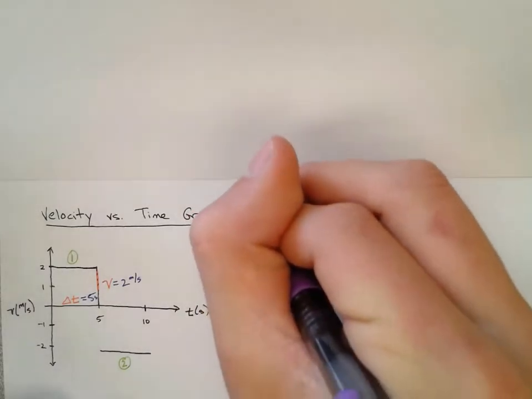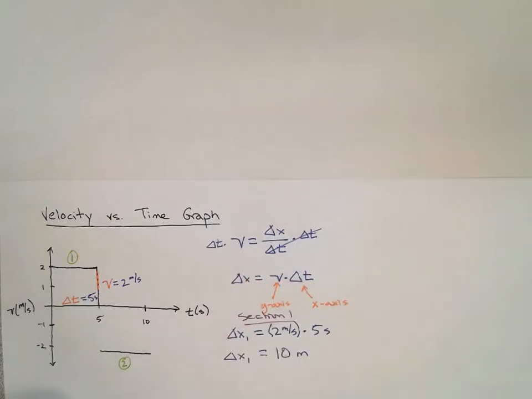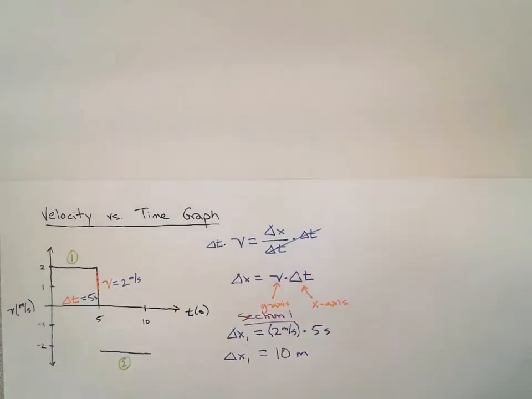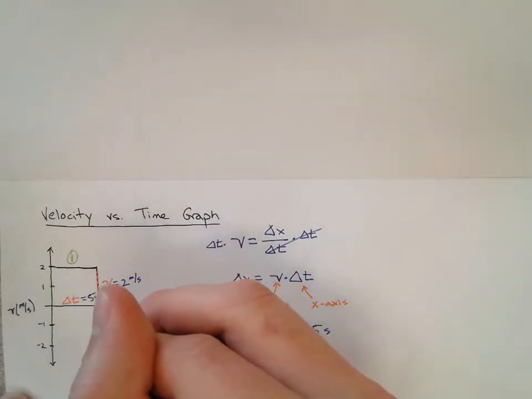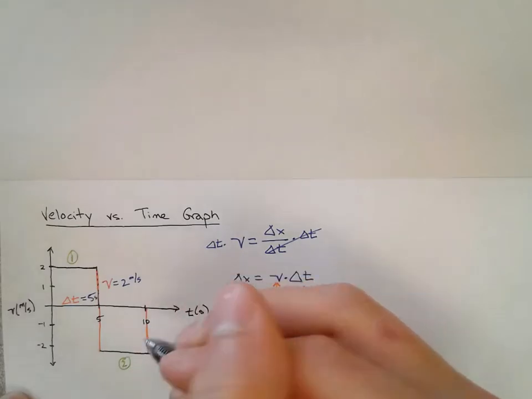Now the same thing should happen for section 2. Now remember though, displacement is a vector, okay? So it needs to have direction. So when we do section 2 here, we need to make sure we account for the fact that this velocity is negative. So I'm going to do the same exact thing. I'm going to turn this into a square or a rectangle.